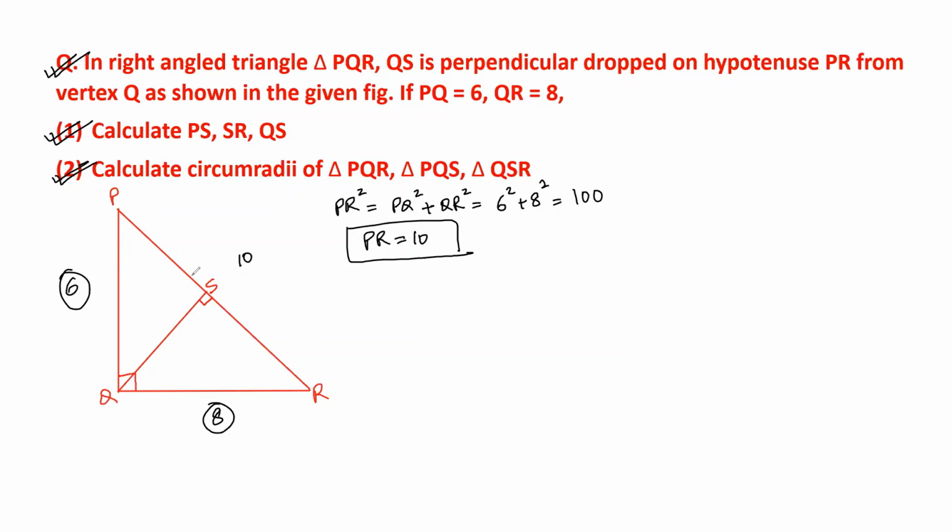Now PQR is a right angle at point Q, and from this right angle we are dropping a perpendicular on the hypotenuse PR at point S. And in the last video we have seen that if such is the case, then we can write 3 important relations, which are PQ square is equal to PS into PR, QR square is equal to PR into SR, and QS square is equal to PS into SR.